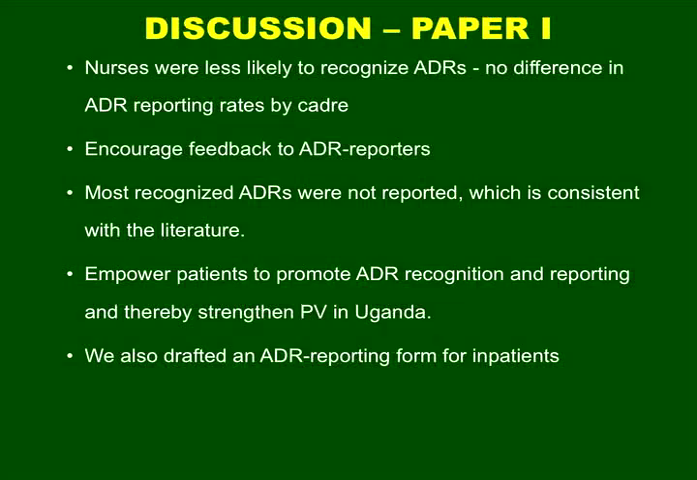However, there was no difference in reporting rates by professional cadre. The pharmacovigilance system should encourage feedback to ADR reporters. For instance, when the analyses are done, it would be good to know what policy actions are taken. For the case of quinine injection paralysis, the policy was actually changed for children. The injection site was changed from the gluteus muscle, where they used to inject erroneously into the sciatic nerve and cause paralysis, to the thigh, where there was less likelihood for that risk.